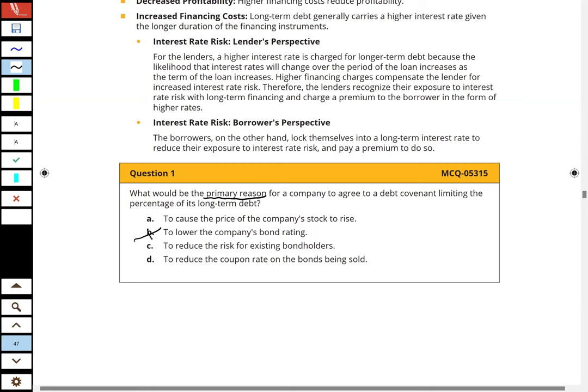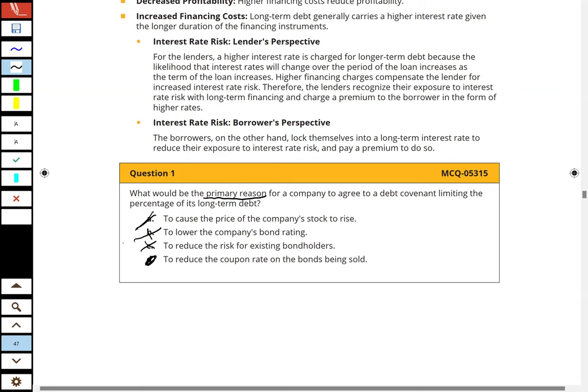To reduce the risk for its existing bondholders. Okay, maybe that might be something they're thinking about, because everybody knows that a person wakes up in the morning and worries about their creditors and their well-being. But let's go ahead and look at the last one. To reduce the coupon rate on the bonds being sold. Yeah, that's a motive that goes directly to the company's profitability and maximization of the wealth of the company. Okay. So no, these other things, you might kind of consider them, but the primary reason is D.